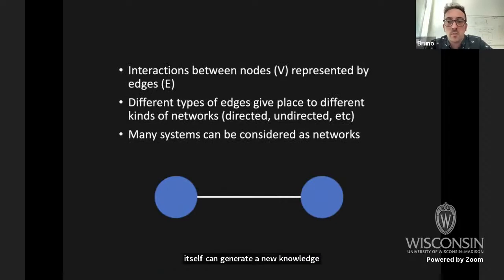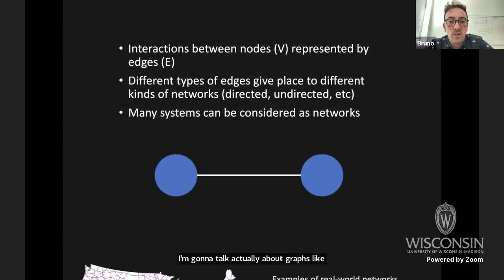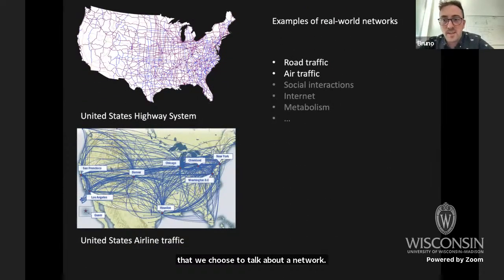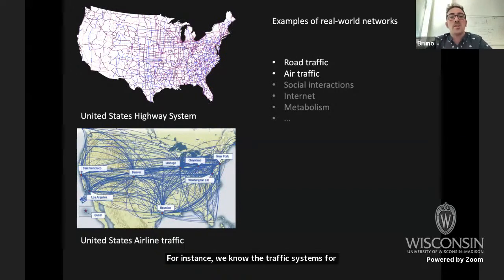When I talk about networks, I'm actually going to talk about graphs. A graph in the end is the mathematical representation that we choose to talk about a network. Leaving aside biology, we know very good examples of networks. For instance, traffic systems for both road and air transport. Although these are different, they are networks dealing with more or less the same phenomenon, that means people moving from one place to another.